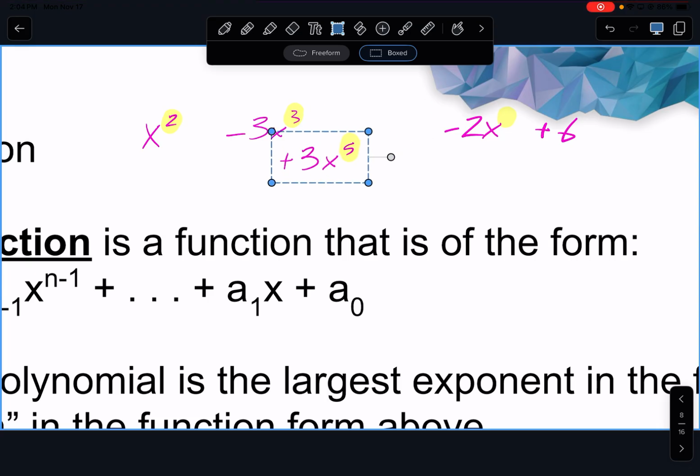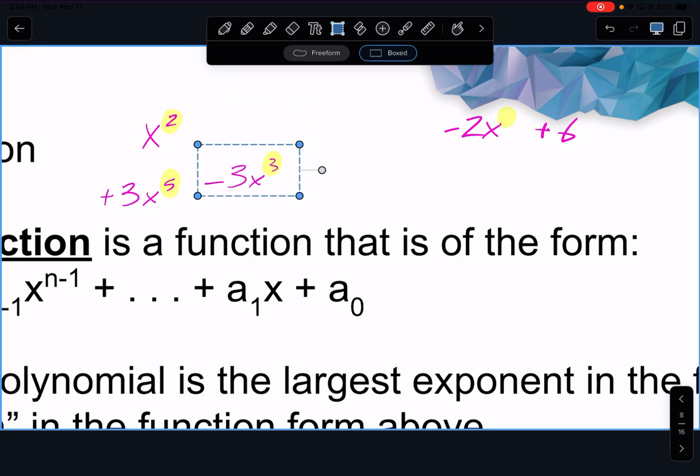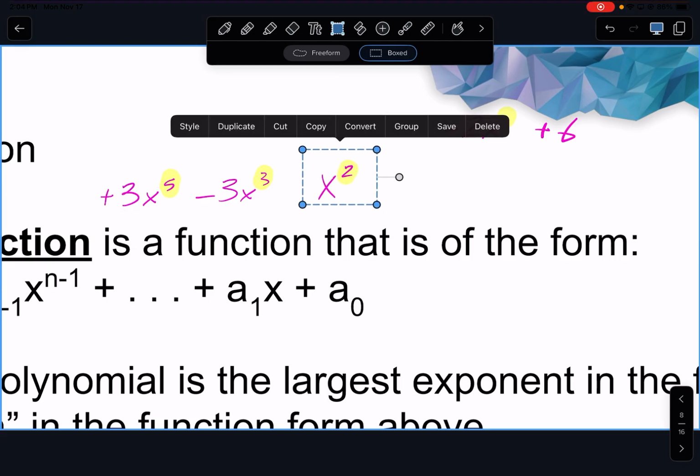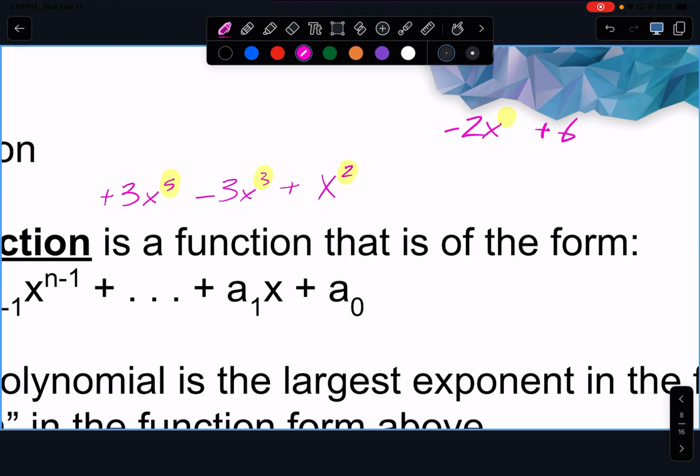The 3x to the fifth, right? So this is going to go first. Then what? Then the x cubed, right? Because it's the next biggest one. We don't have a fourth degree up there. Then what? Then the x squared, and I would need to put a plus between because it's positive.